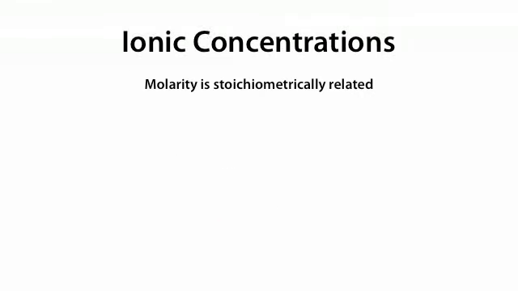Next, we're going to talk about ionic concentrations. Molarity is stoichiometrically related. What does this mean? Let's say we have a solution that is 0.647 molar lithium nitrate, LiNO3. We know from before that lithium nitrate, LiNO3, is composed of lithium plus, Li+, and NO3 minus.